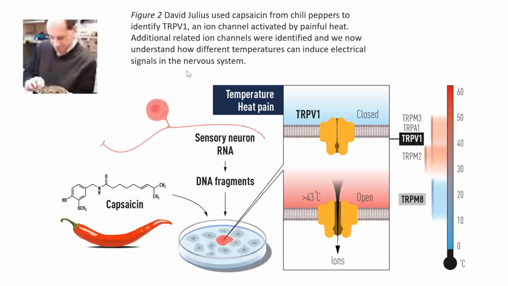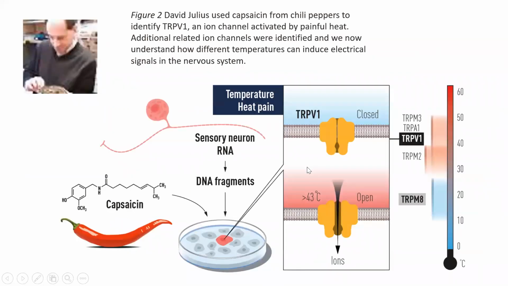Historical slide. Look, they started with capsaicin. This is the guy, David Julius, who identified the temperature and heat pain receptors, and he discovered these new channel proteins, the TRPV1. You can read about it. So this is one thing.